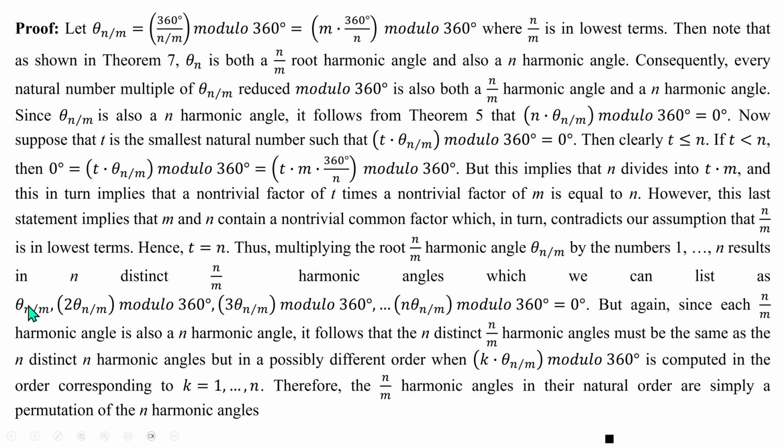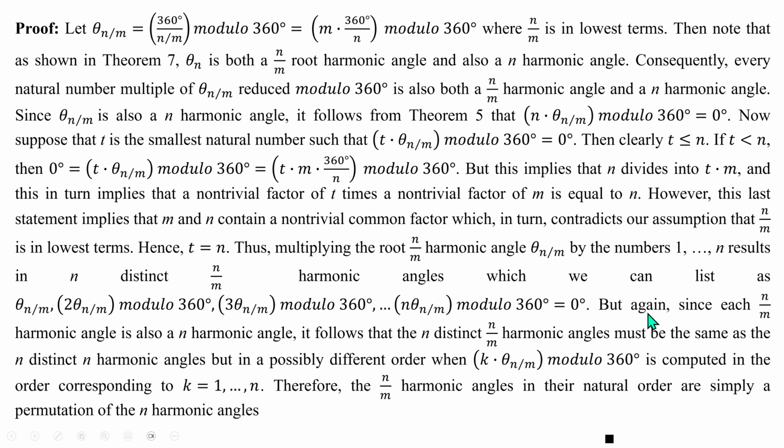Theta sub n over m is already reduced modulo 360 degrees since it's the root n over m harmonic angle. And when I multiply that angle by numbers which are smaller than n, I don't get back 0 degrees yet, because that's what we proved up here. The smallest number you can multiply that by to get back 0 degrees modulo 360 degrees is going to be n. So I've got n distinct n over m harmonic angles, but these are also going to be n distinct n harmonic angles.